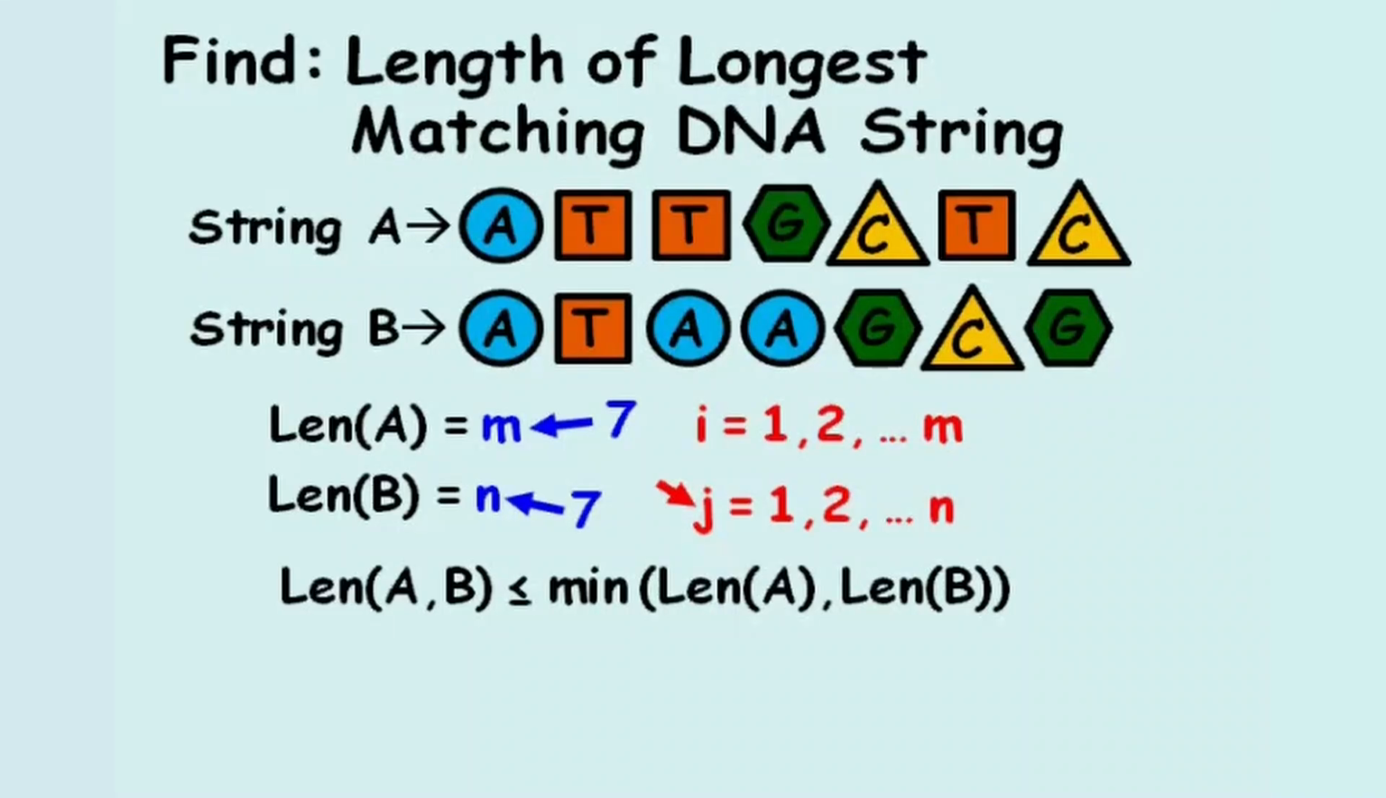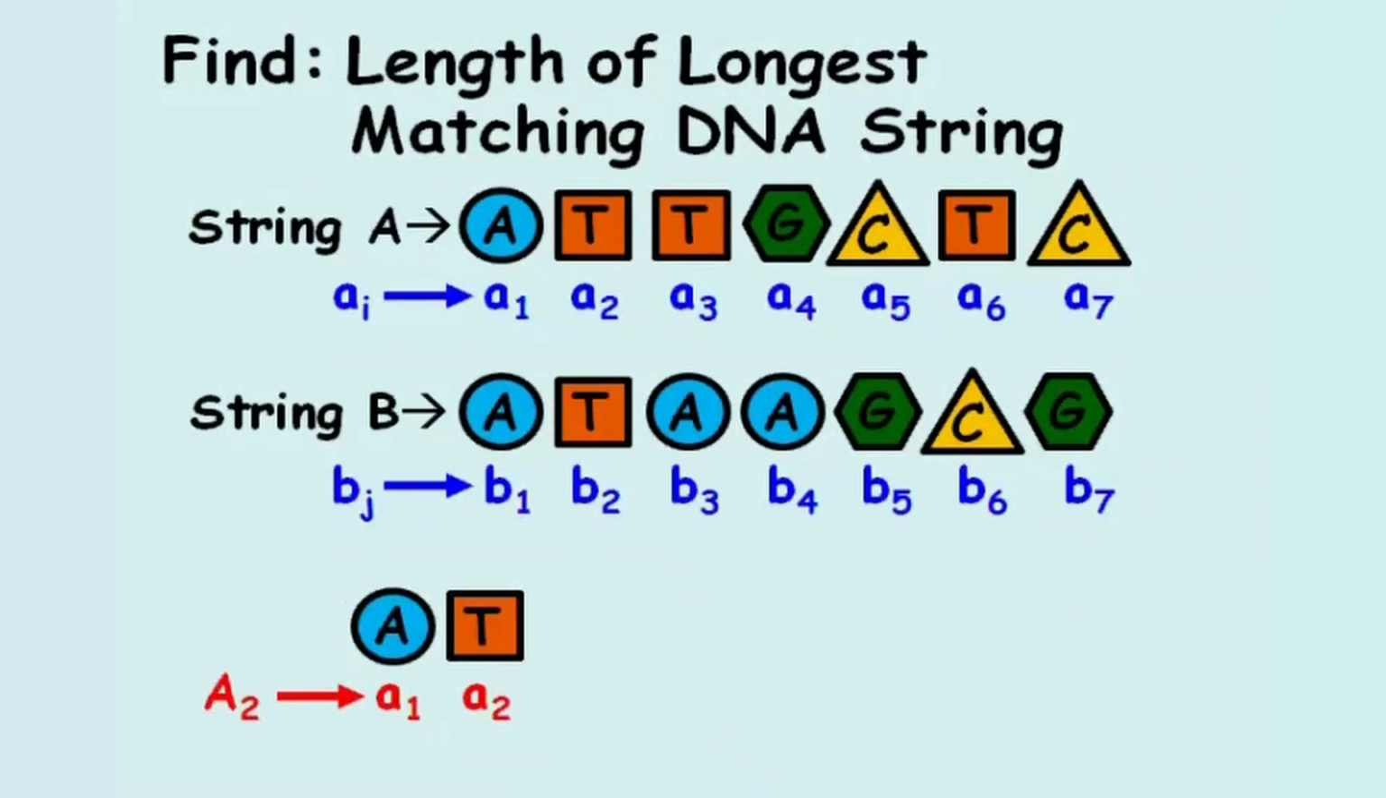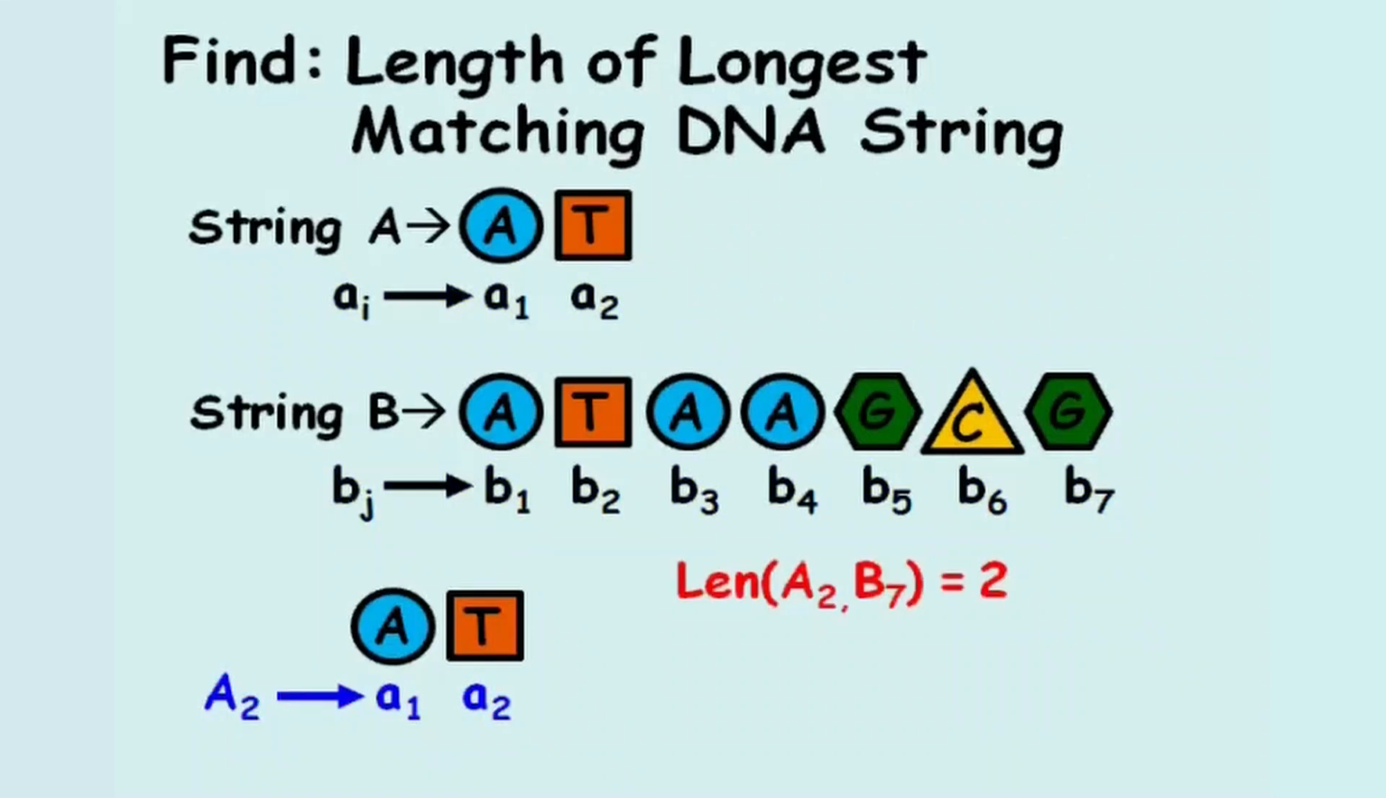With this notation, we can refer to each base by the string name and its position in the string. We can represent substrings such as the first two bases in string A as A2, and we already computed length A2B7, which is 2. Since n equals 7, we can simply write length A2B equals 2.